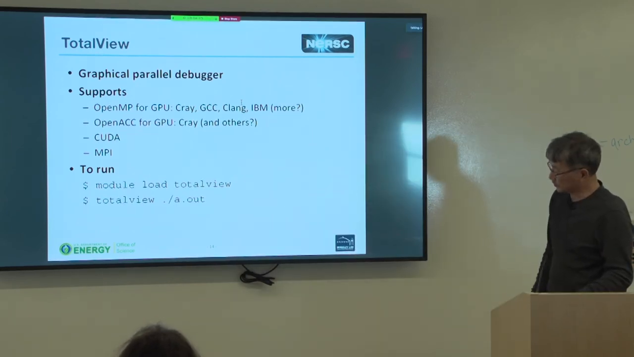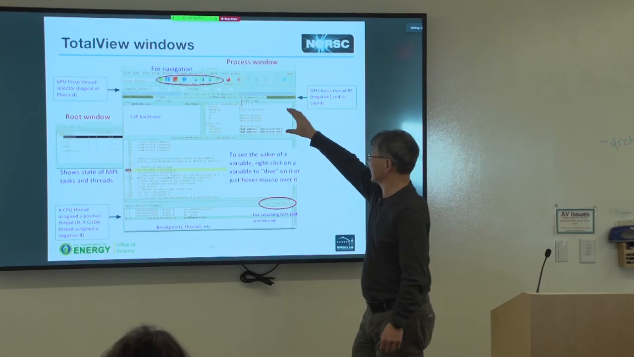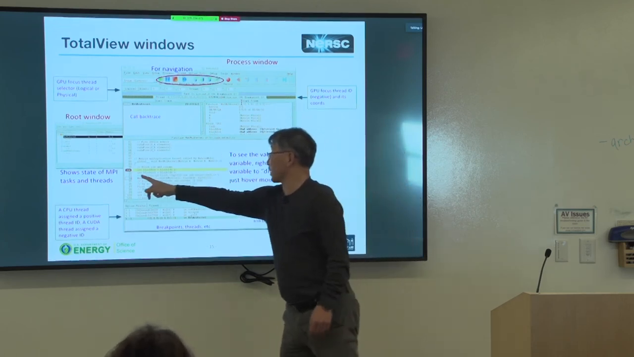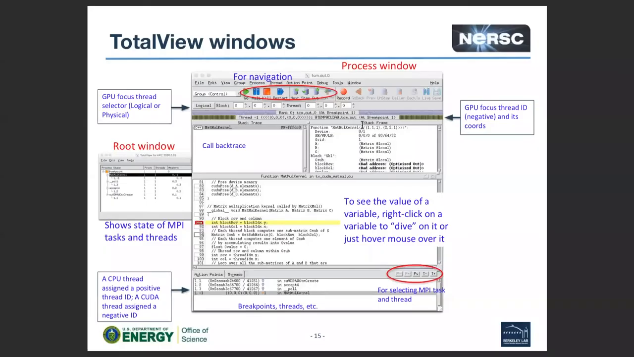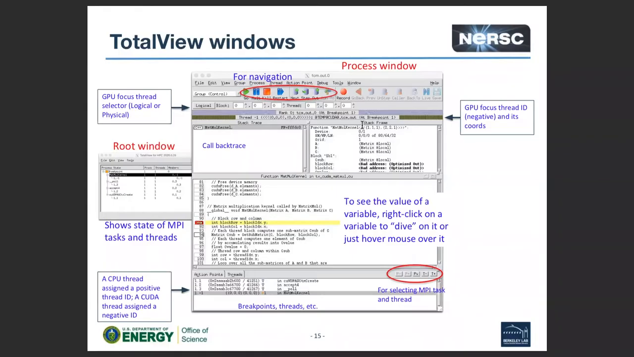To use that tool, you run it like that. This is quite complicated, but it contains a lot of information. Callback trace, this is a stack frame. You can see the variables in that stack frame here. And then you can set a breakpoint here by just clicking on the number. This is the kernel, and we are inside the kernel.